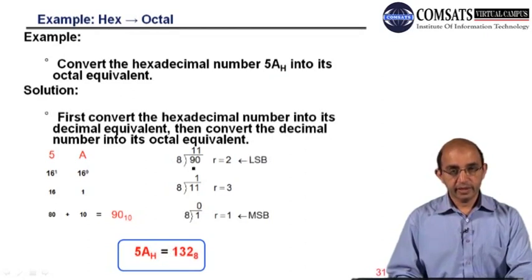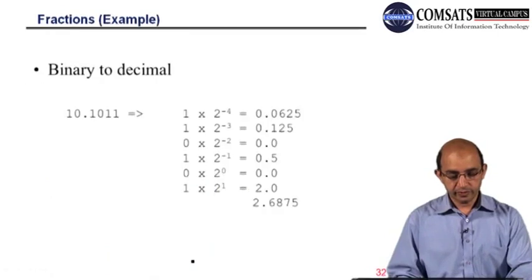So here 90, right? So this is quotient, remainder, right? Again, right? Quotient and remainder, right? So 11, 3, and it's not further divisible, right? So 132.